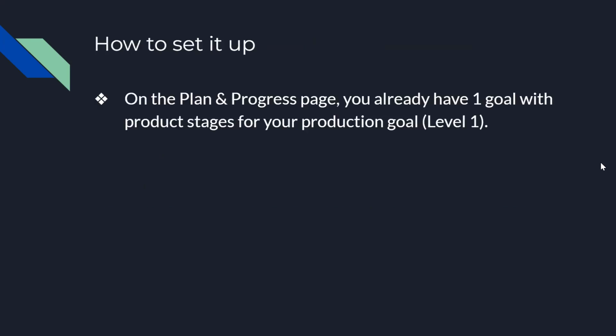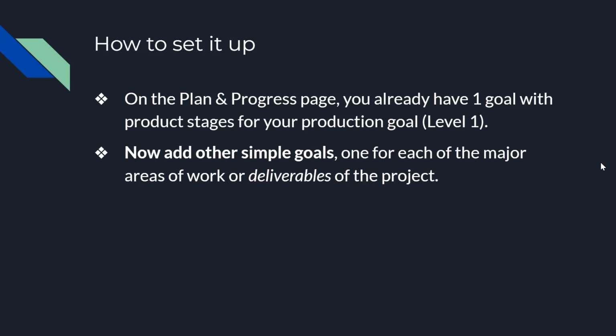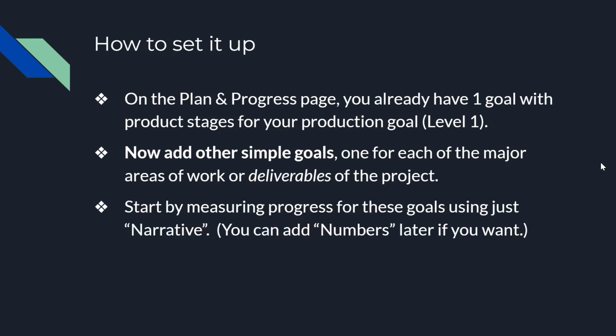Here's how to set it up. On the plan and progress page, you already have that one goal with product stages for your production goal, translation or storing. We saw that in the level 1 video. Now add other simple goals, one for each of the major areas of work or deliverables of the project.